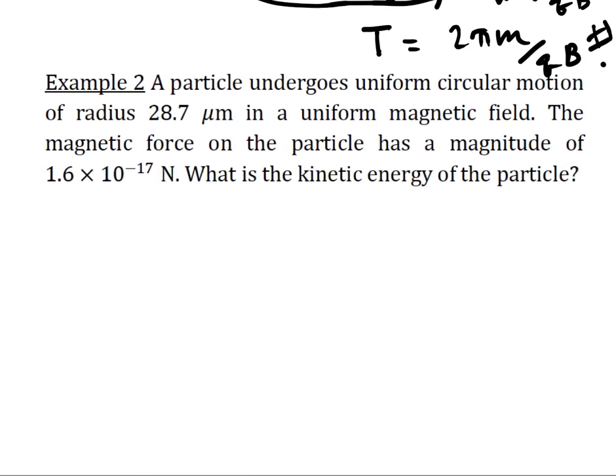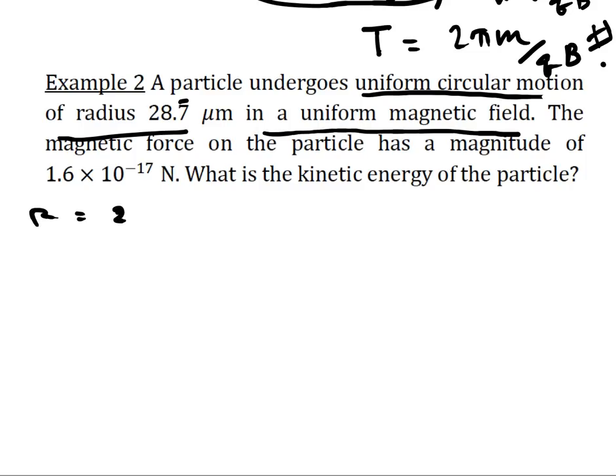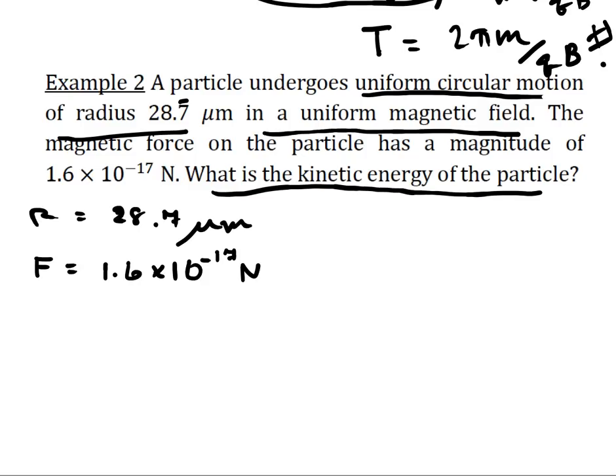And then we come to question 2. A particle undergoes uniform circular motion in a uniform magnetic field, so we consider the same problem again, but now the question has given you the radius of the circular motion. So this is what they give you, and they told you already the magnitude of the force. Then what is the kinetic energy? The last sentence means that they ask you for the expression of the kinetic energy.